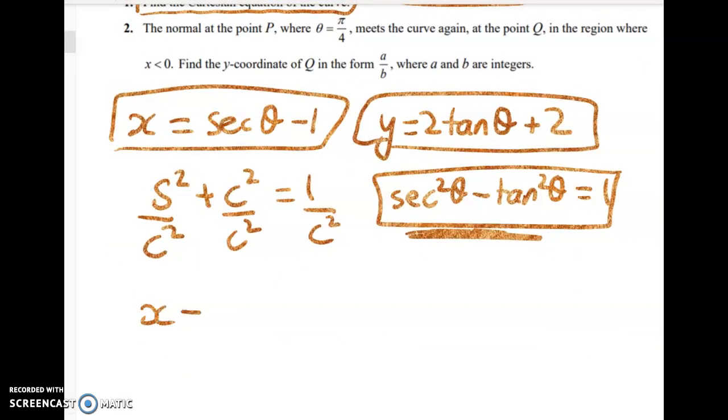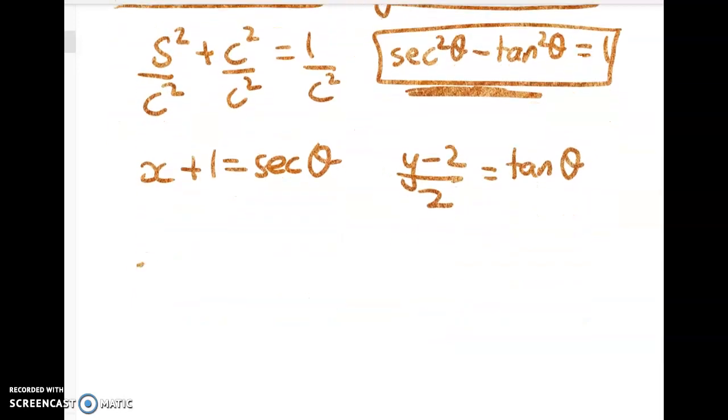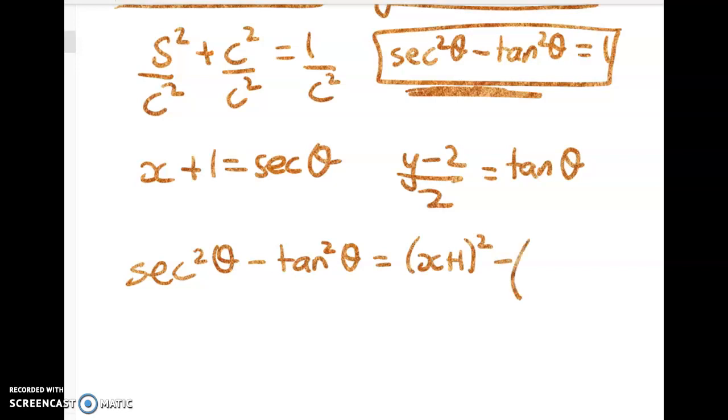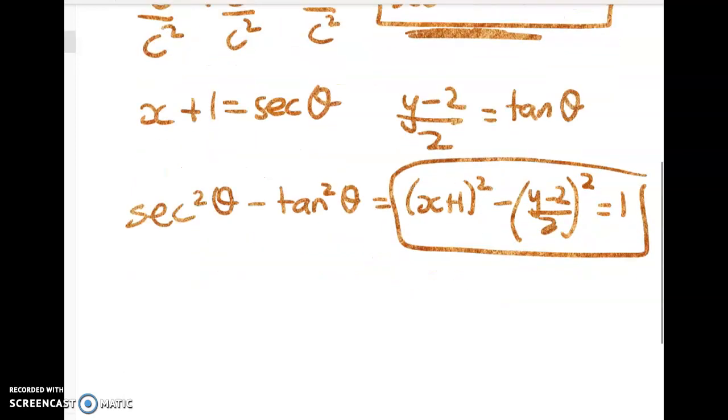So first we'll get x plus 1 is equal to sec theta, and then y minus 2 divided by 2 is equal to tan theta. Now if I square both sides, I can go straight to writing down the Pythagoras identity, which is sec squared theta minus tan squared theta is equal to (x plus 1) squared minus ((y minus 2) on 2) squared, and we know that that equals 1. So we have straight away got the equation of a hyperbola.